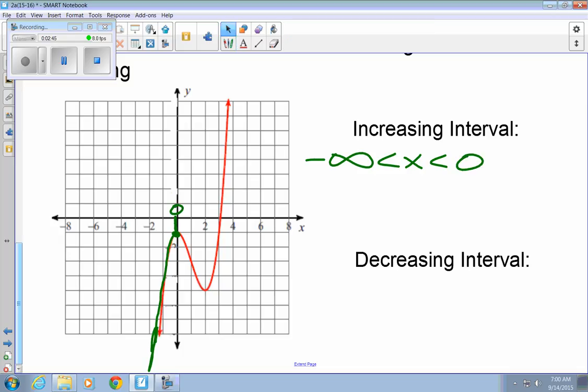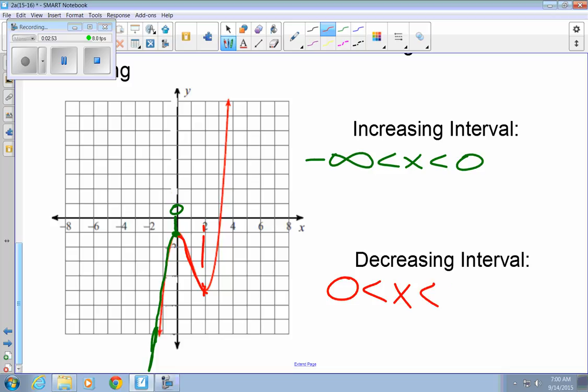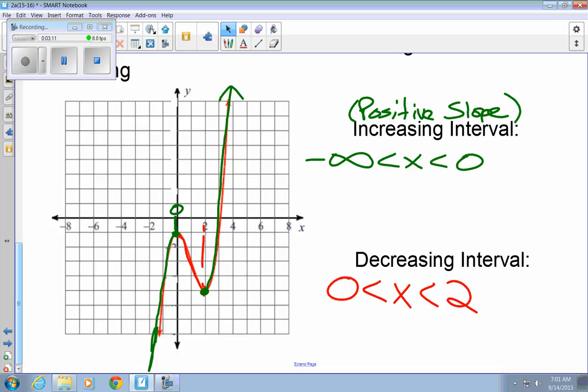And I look at the portion that is decreasing. 0, just so happens it's 2 again. So 0, less than x, less than 2. Always the same symbols. And we're looking at which portion is increasing. Increasing is also a positive slope. So we could say positive slope. And might as well put on decreasing. It's a negative slope.